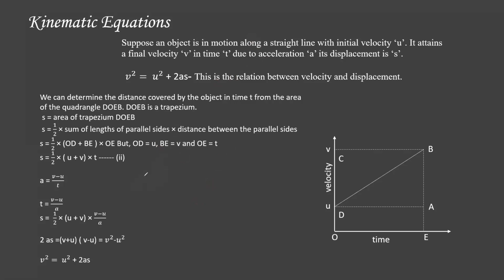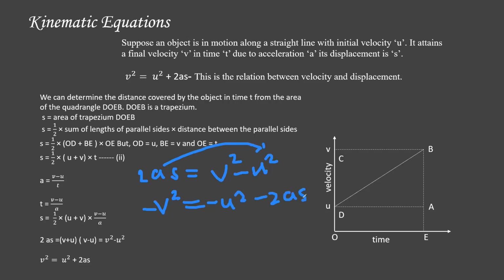Okay. So to answer your question, what you're saying is basically we have 2as is equal to v square minus u square. Okay. So if I take v square over here, I get minus v square plus 2as, right? So let's say I take 2as over here. Okay. So I get minus u square minus 2as. Are you there with me till this step? So what will happen if I multiply the entire equation by minus 1? What is going to happen?